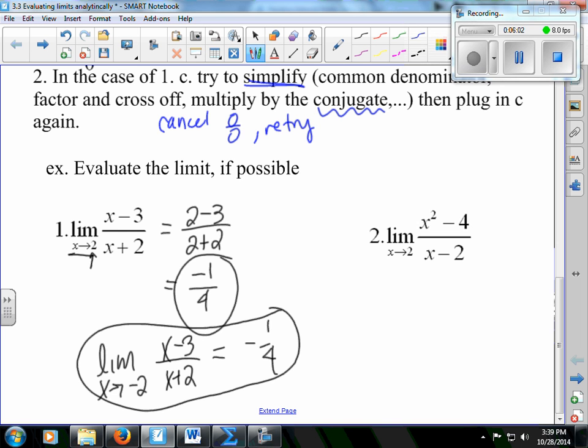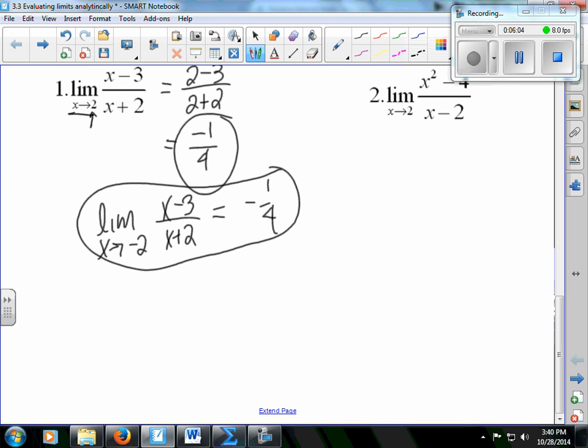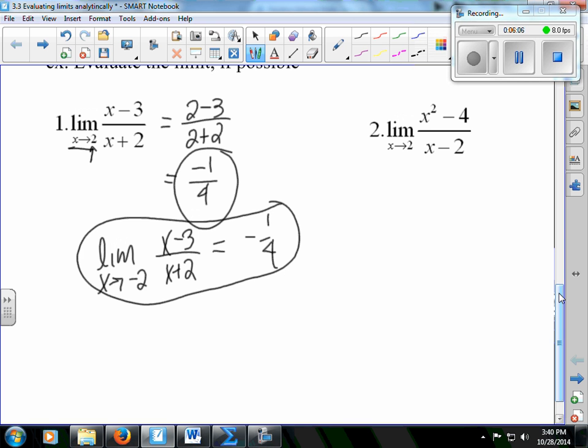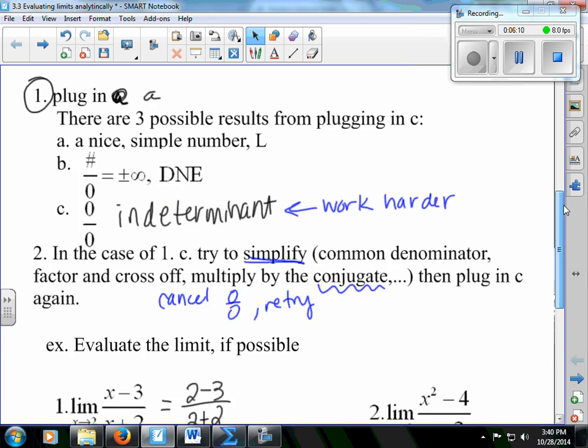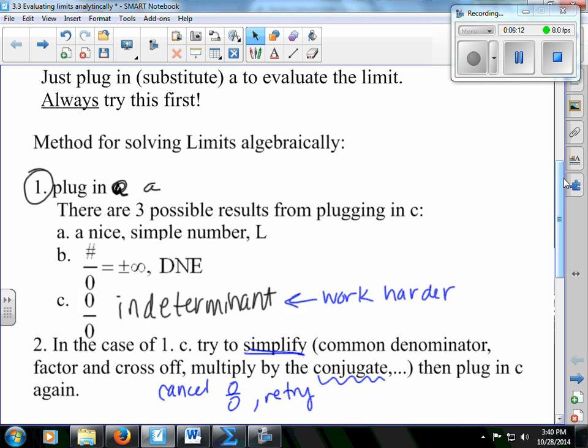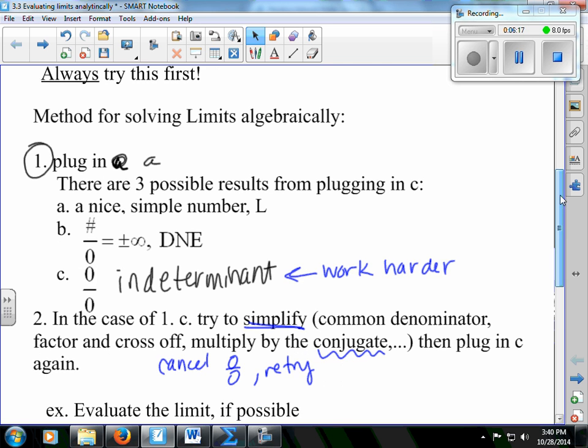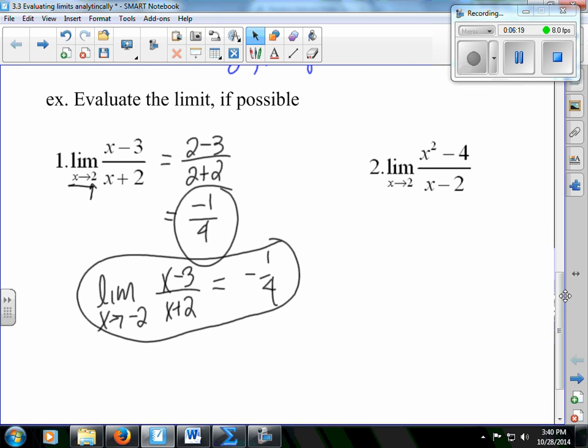Okay, let's move on to number 2. It's not going to work out so nicely in number 2. I'm going to follow my method for solving limits algebraically. It worked last time. The first step is simply to plug in my number. Hopefully we'll get a nice one again. It's not going to happen though.